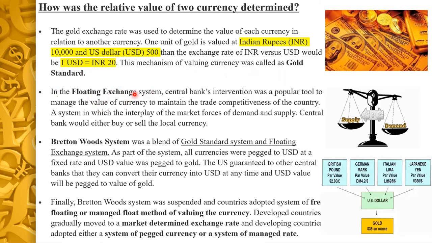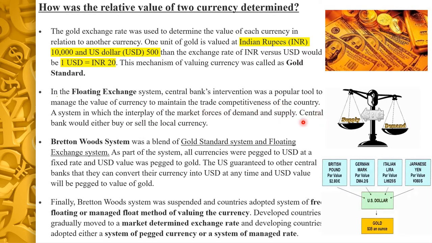And what caused the switch? Changing political conditions like world wars, civil wars, and even trade deficit and surplus situations caused countries to move from gold standard to floating exchange rate system as foreign trade grew in size. It is a system under which the market forces of demand and supply had a major role in determining the value of the currency. Here, the central bank's intervention to control the value of the domestic currency was a common tool. That was done in order to preserve the trade competitiveness of the country.